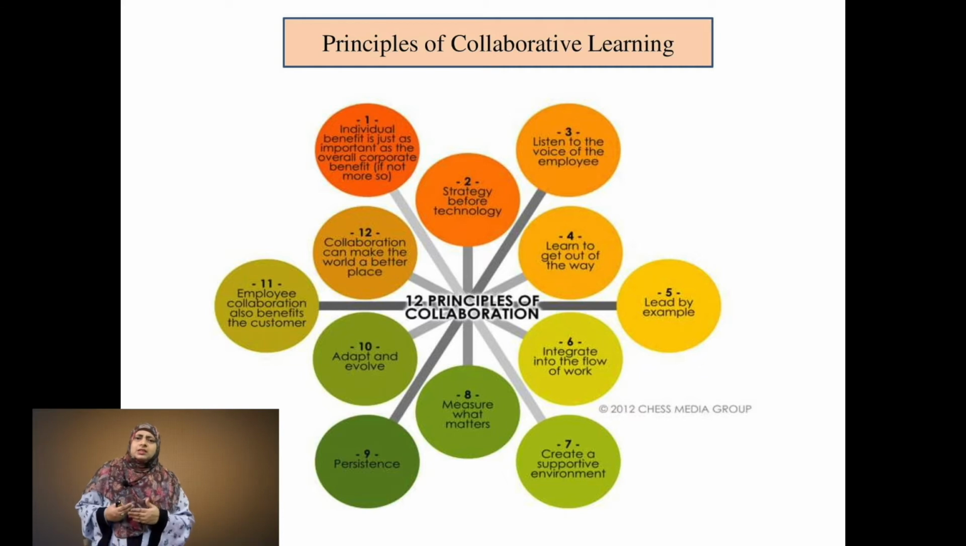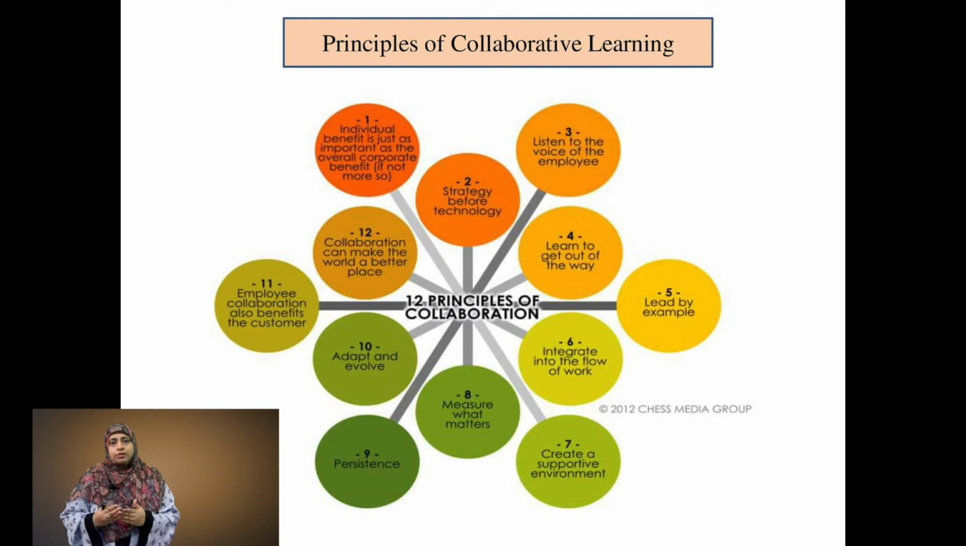Here the customer is the parents and the employee is the teacher. So teacher collaboration also benefits the parents, because the parents are expecting a lot from the teachers. So collaborative learning will be mainly dependent upon the teachers' collaboration also. Then the twelfth and last principle of collaborative learning is collaboration can make the world a better place.